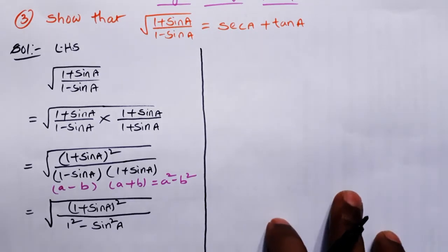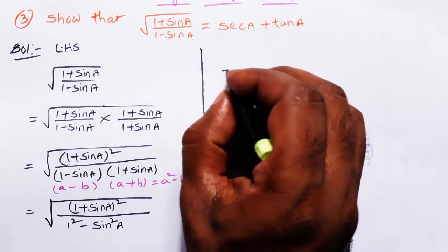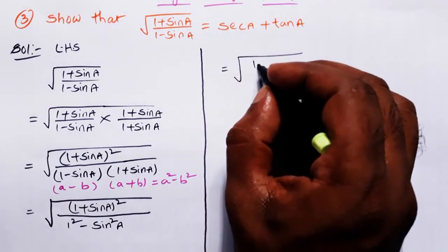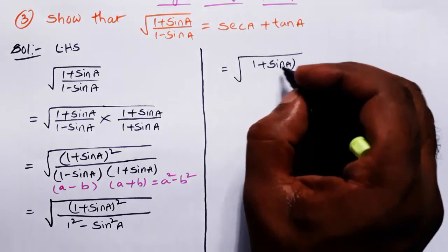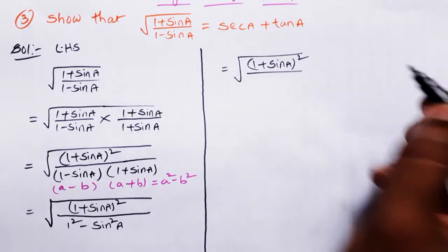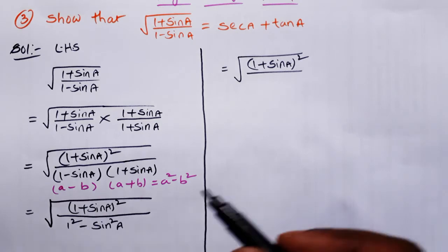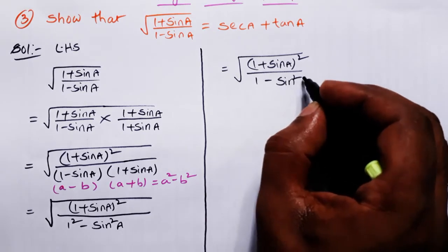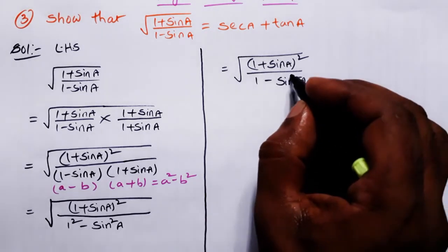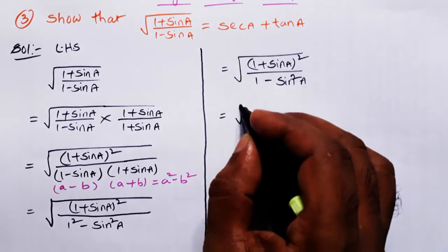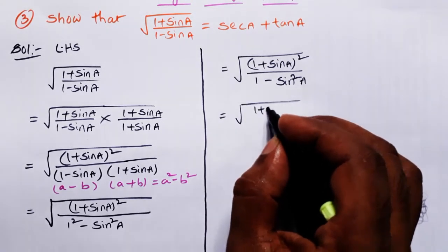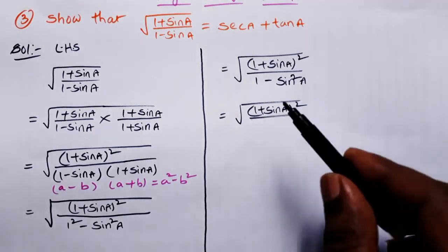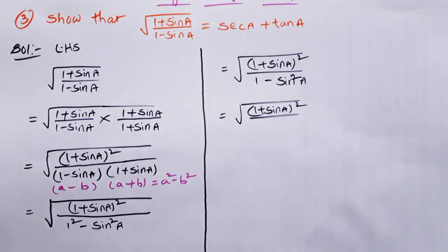Equals, same as it is I am writing, okay? Square root of (1 plus sin A) whole square divided by, here observe, 1 square means what? 1, minus sin square, as it is you write. Equals square root of (1 plus sin A) whole square divided by 1 minus sin square A. The answer here we have to write.